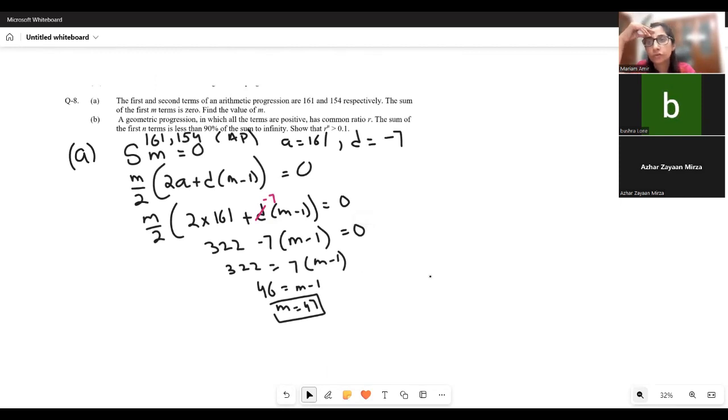Okay, you just have to use the formula for sum and equate it to 0. Now in that formula a is known, d is known, and only m is not known.